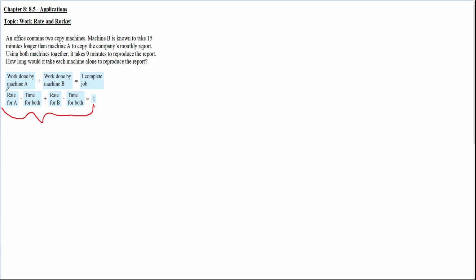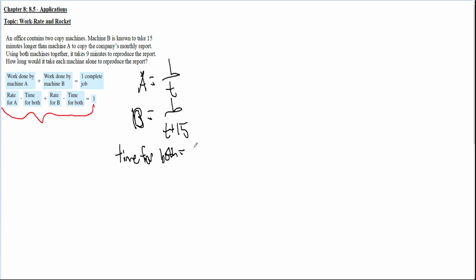So we need to know what the rate for machine A is, and we have to multiply that by the time it takes both of them to do it, plus the rate for B times the time for both, equal to 1, which will be when the job is completed. The rate for A, we don't know what that is, so we just say that it's 1 over t. And for B, we also don't know what that is, but we know that it's 15 minutes longer than A, so it's 1 over t plus 15. And the time for both is just equal to 9 minutes.